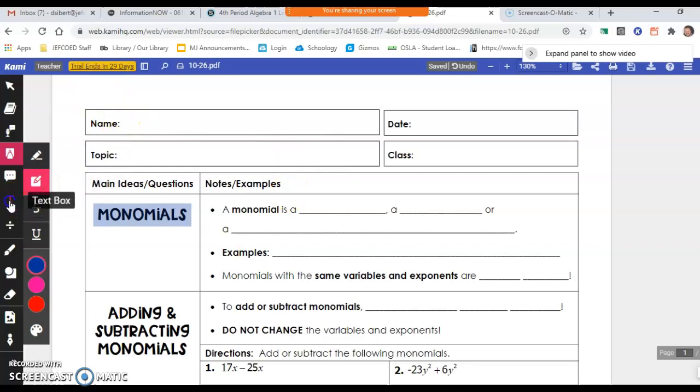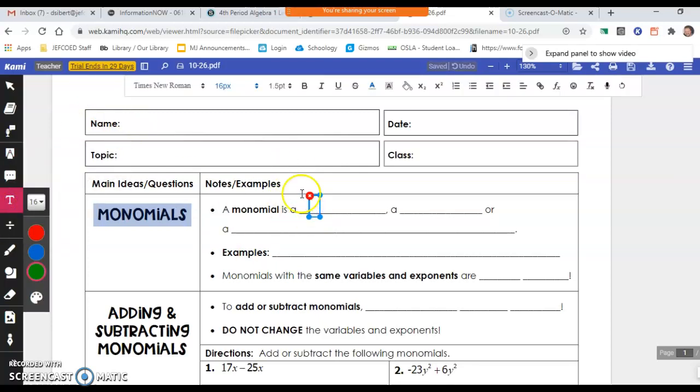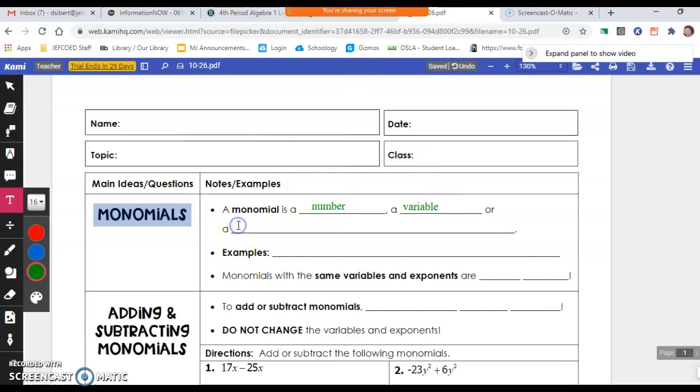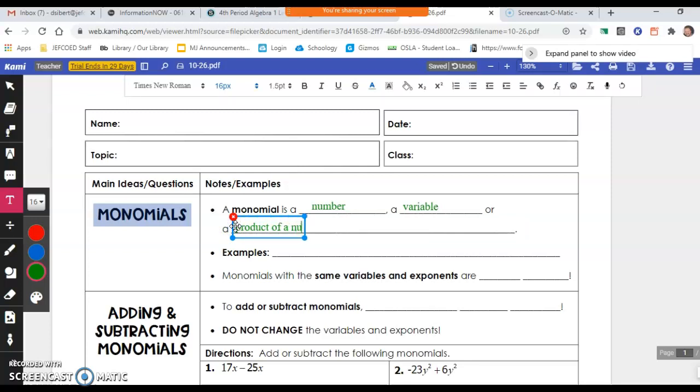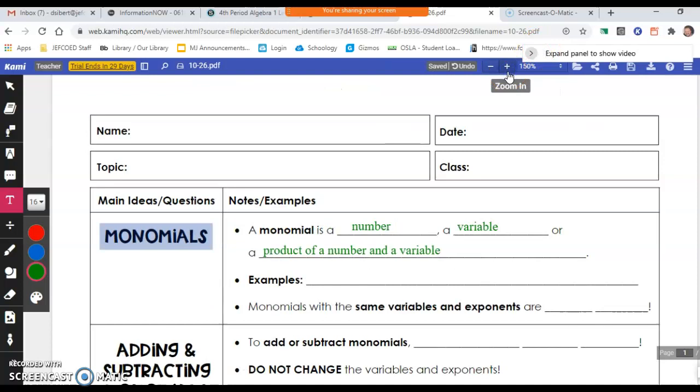So a monomial is a number, a variable, or a product of a number and a variable. Okay?